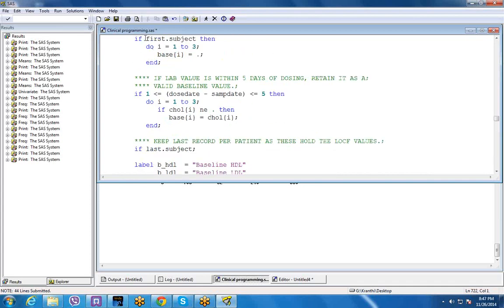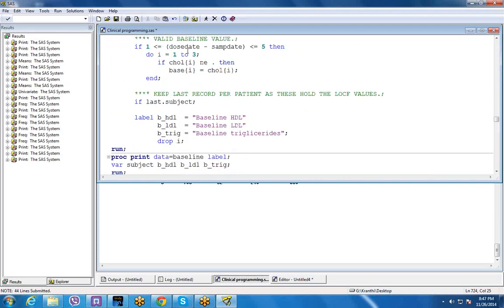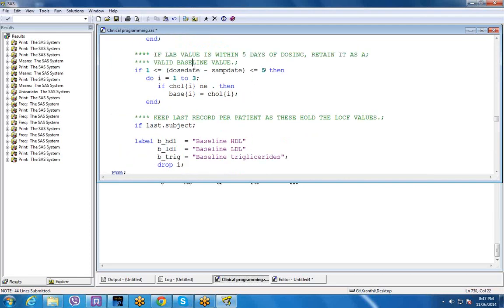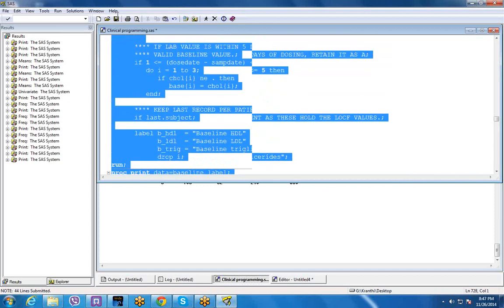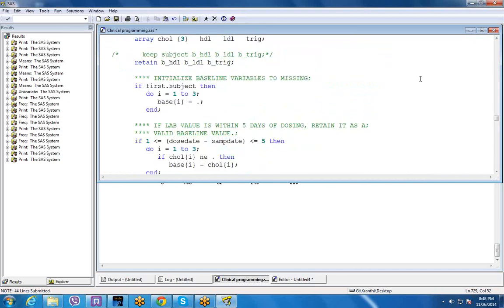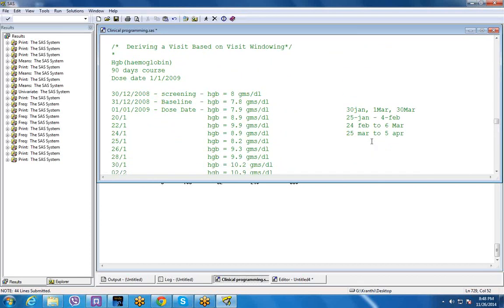Okay, then you are using the first variable. Then giving the condition that the sample should be within 5 days of the dose date. Using this condition, adding the arrays and then submitting. If you want to understand this program in a clear manner, then download the paper and go through it. So this is the LOCF, last observation carried forward calculation.